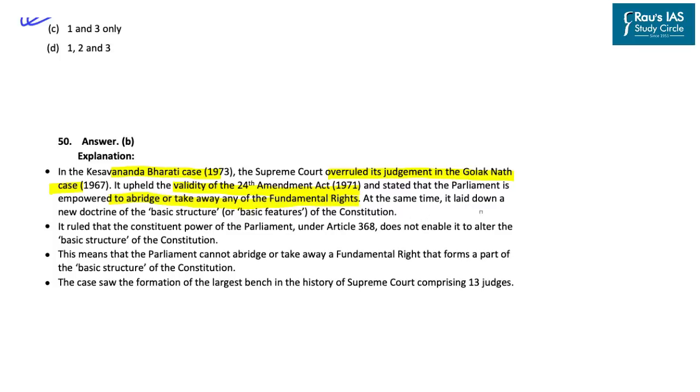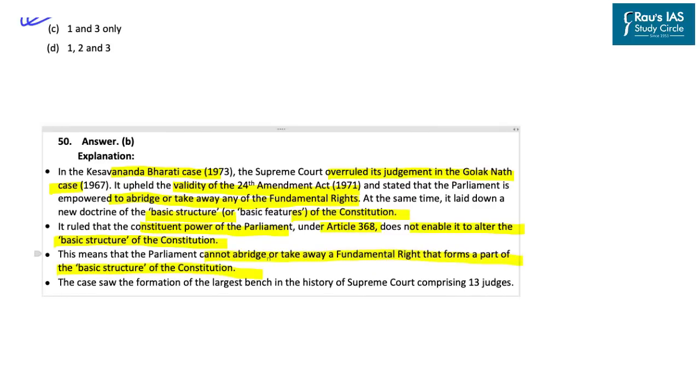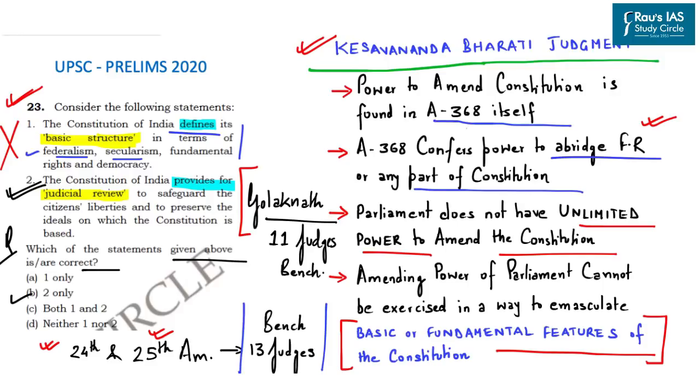However, at the same time, it laid down a new doctrine of basic structure of the Indian Constitution. It further ruled that the constituent power of the Parliament under Article 368 does not enable it to alter the basic structure of the Constitution. So this means that Parliament cannot take away a fundamental right which forms part of the basic structure of the Constitution. So, settling the case of basic structure, let's take up this particular aspect of judicial review.